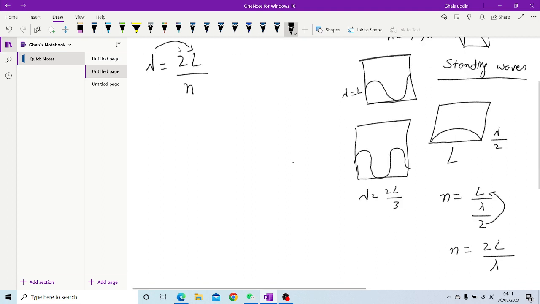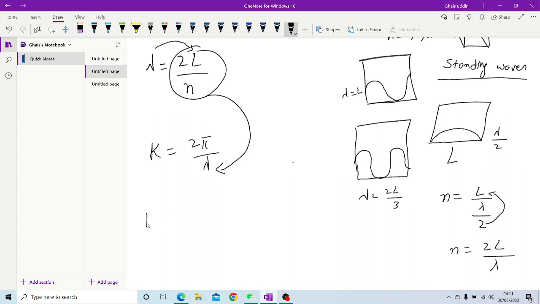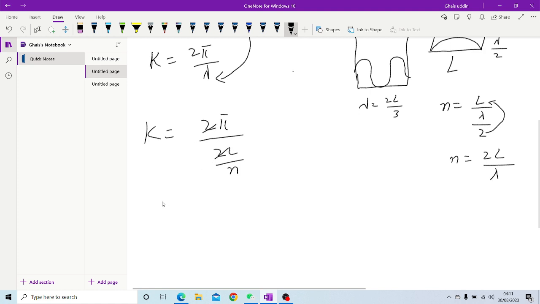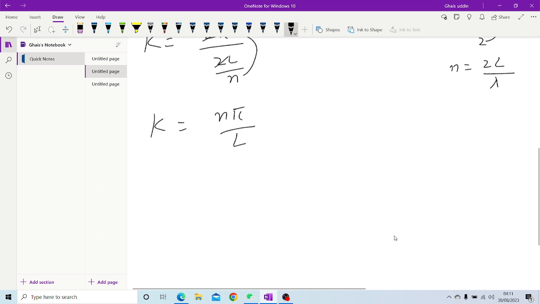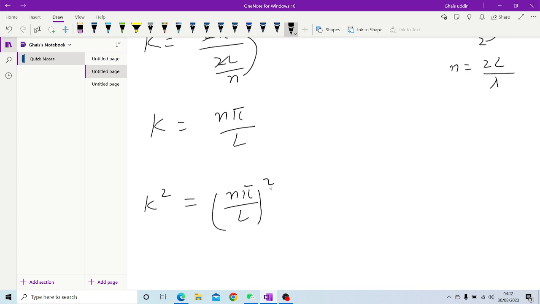So we will calculate this expression for Rayleigh Jeans law. Let me introduce the wave vector, which is k_n equals 2 pi over lambda, and I will put here k is equal to 2 pi over 2L divided by n. So these two can cancel. k is equal to n pi over L. So we can take the square of both sides. So this will be equal to (n pi divided by L) whole square.